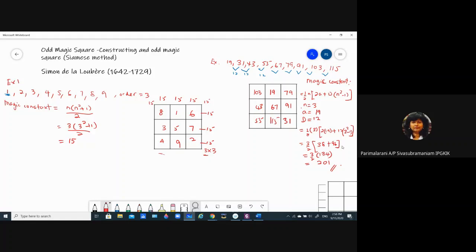The first row, what is the total in the first row? 103 plus 19 plus 79 gives you? 201. Alright. Second, you must check everything. This second row, also 201? Yes. Okay, you keep checking and tell me if there's anything that's wrong here.